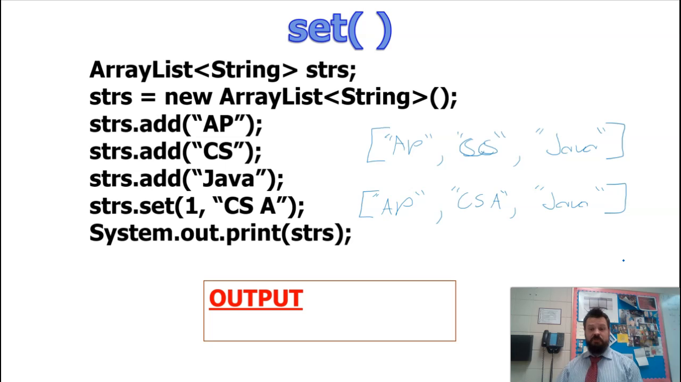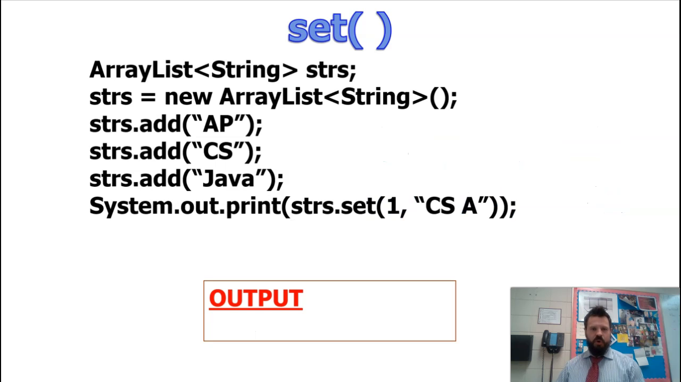All right, and that's really the difference between our set method and our add method. The set method resets what's there and doesn't do any shifting, doesn't do any expanding of the array. It just cancels out what is there and replaces it with what we set it equal to. When I print my array now, yep, we have the AP, the CSA, the Java. So that's how our set method works.